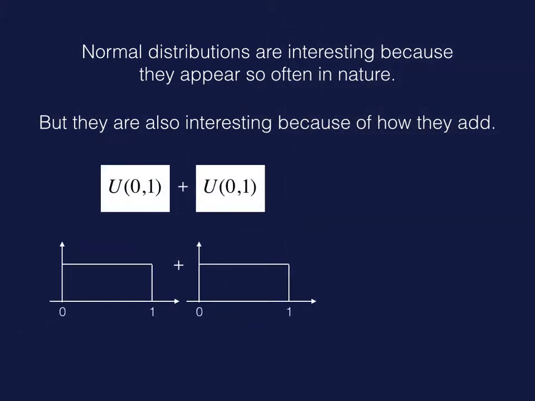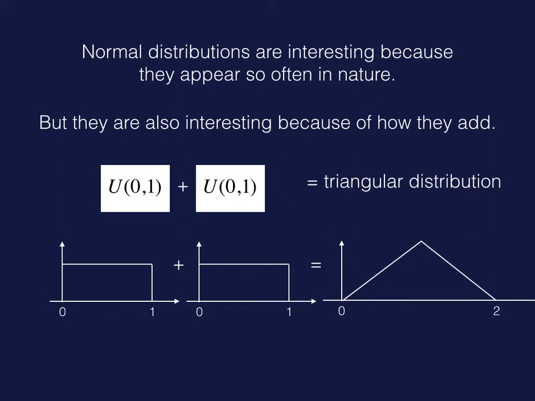In contrast, if you take two uniform distributions and add them together, the distribution of the sum is not uniform. It's actually triangular, which is quite hard to prove. But mathematically, that's what you're going to get. You're going to get a triangular distribution, not another uniform distribution.